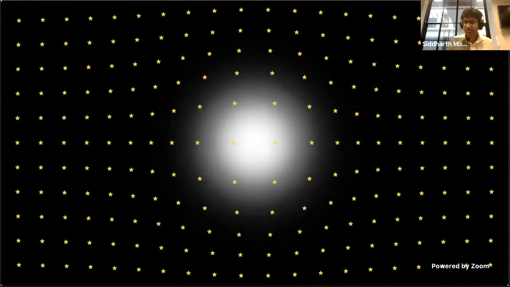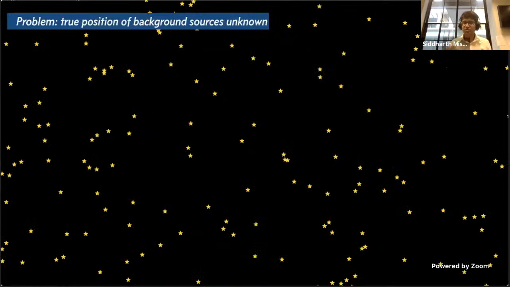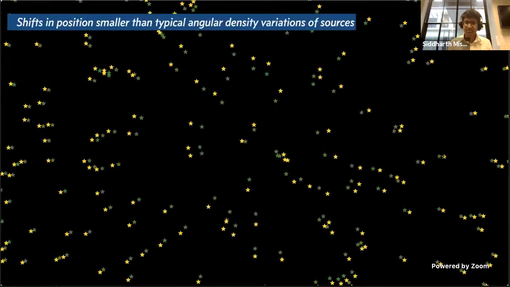So here's an illustration of this effect. For example, we have a grid of stars, and we plop down the subhalo right in the middle. The apparent positions of the stars, especially closer to the subhalo, the white object, are shifted. The problem, though, is that we don't know what the true positions of these background sources are. So if we see something like this, and the true positions are in green, we can't really say anything about what's going on. So here I've put down the subhalo again in the middle.